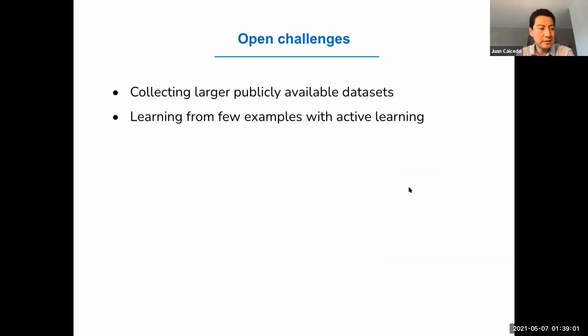And this is what we get. There are still some open challenges in segmentation. The first one is collecting larger publicly available data sets. Ours is an example, but it's kind of small compared to other data sets in computer vision. And also the ability to learn from fewer examples, maybe using active learning in order to optimize the time of experts spent on identifying objects and making sure that the model is able to learn what's important in those images without having to really go into the large scale regime.